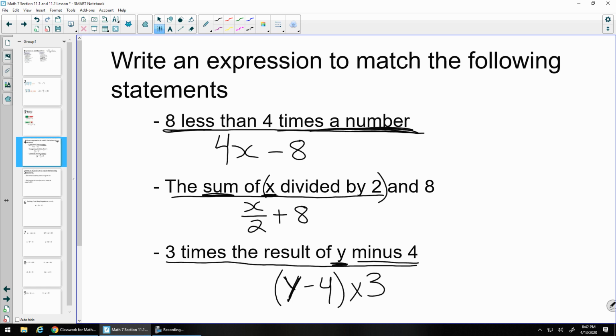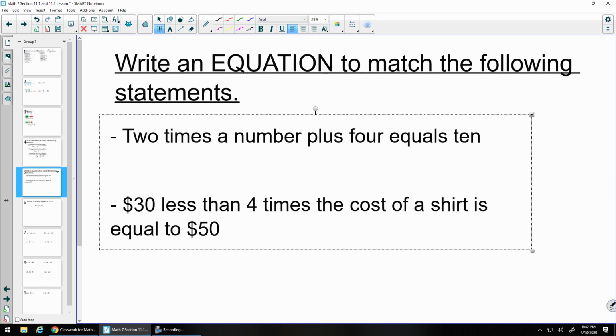Okay? So this is how we can turn each one of these expressions into a written form. And you might want to come back and review this for a couple of the questions that you'll be assigned in the textbook. So those were expressions. Now what if we had to write these equations? So we have to write an equation to match these statements. So there's 2 times a number.